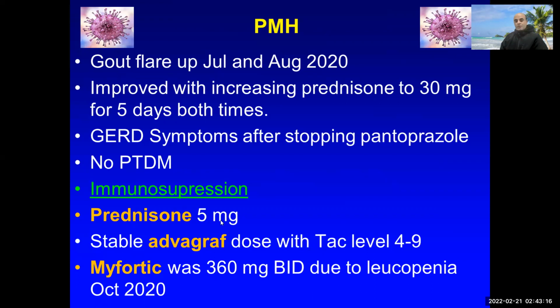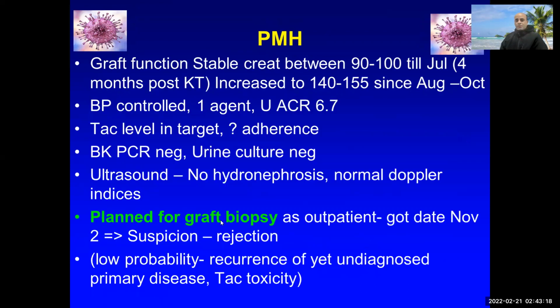October 2020. Graft function is stable, creatinine between 90 and 100 until 4 months post-transplant. After 4 months of transplant, creatinine increased to 140 to 155 since August, October 2020. Blood pressure controlled on one agent, urine albumin creatinine ratio 6.7. TAC level is within normal, in target, microalbuminuria.